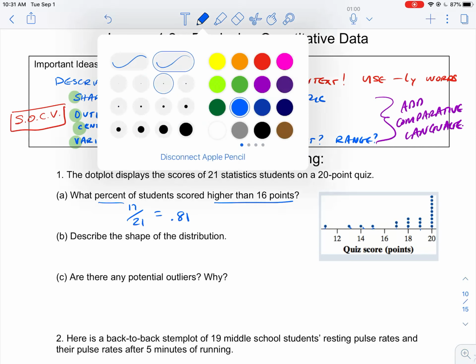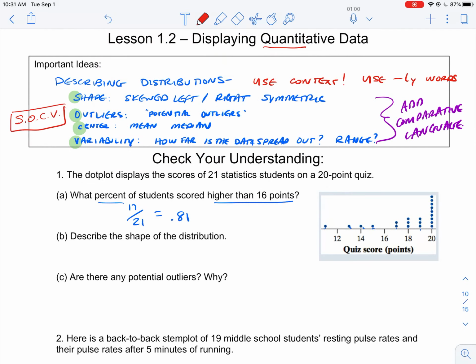What's the shape of our distribution? We notice we have a tail here, and it kind of comes to a crescendo. Well, I like to remember that skew follows the tail. So here's my tail, and my tail is to the left, so this is going to be skewed left.